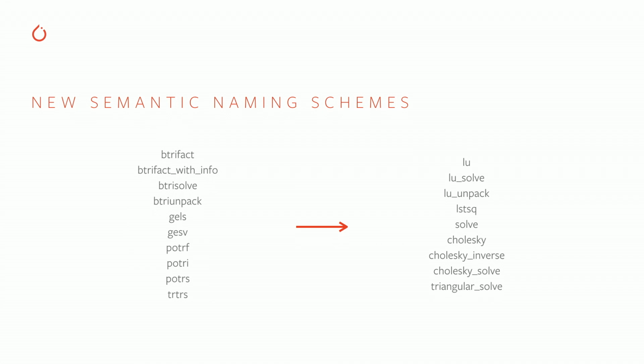Potrf has become Cholesky. Potri has become Cholesky inverse. Potrs has become Cholesky solve. And TRTRS, as I said earlier, is triangular solve.